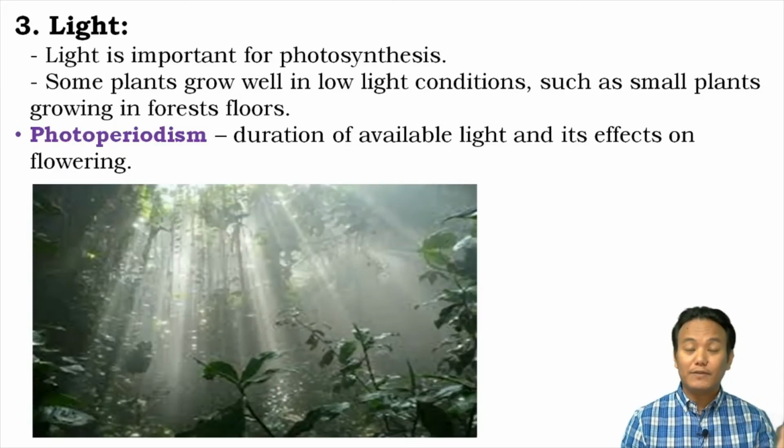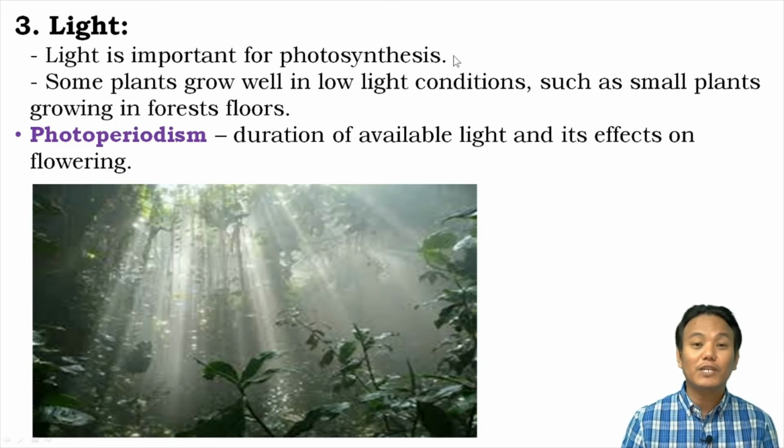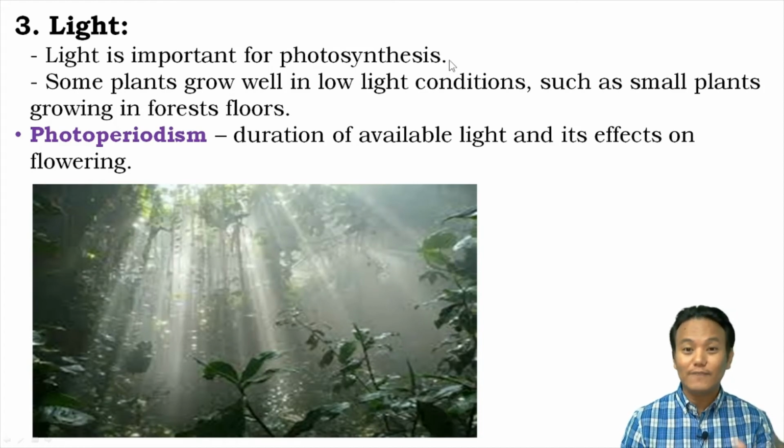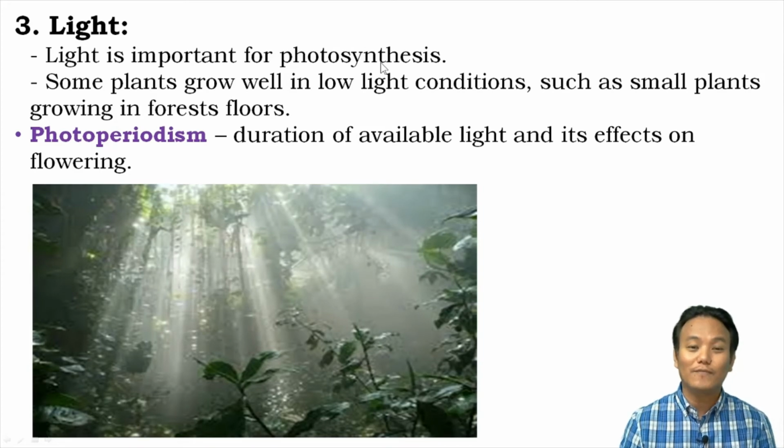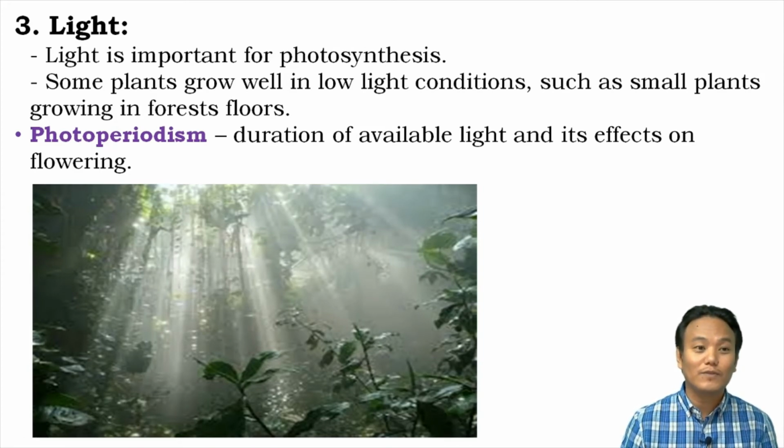Another important abiotic factor is light. We all know that light is important for photosynthesis, and therefore it is an important factor for all organisms, especially autotrophs. We can safely say that the energy source of the entire ecosystem is the sunlight, because photosynthesis converts sunlight energy into chemical energy, and that chemical energy is passed down the food chain, thereby driving the ecosystem. So light is an important factor for not just the autotrophs but for the entire ecosystem.